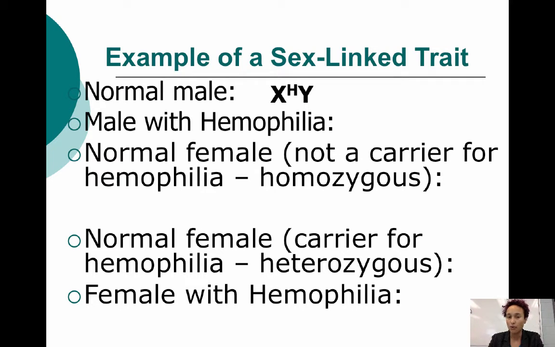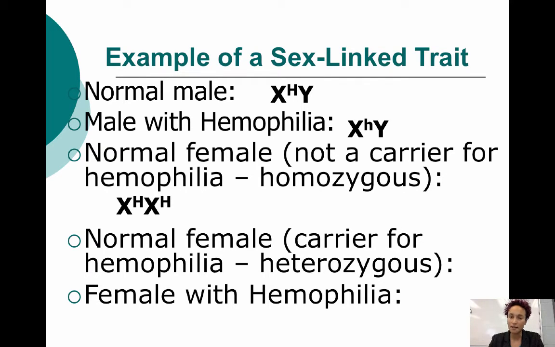This is really important because if you don't connect it, then you may lose what's happening in the offspring. So we always have to represent our X and our Y chromosomes, and Y only if it's a male. So a normal male would have that dominant H on the X chromosome and nothing on the Y, because again, the Y does not have the same genes. A male with hemophilia would have that recessive h on there.